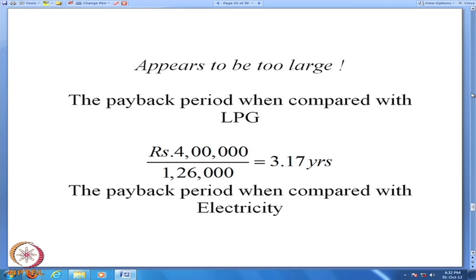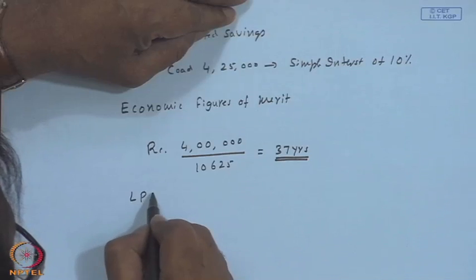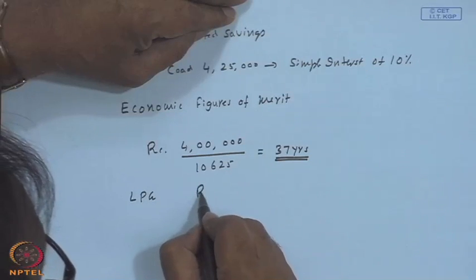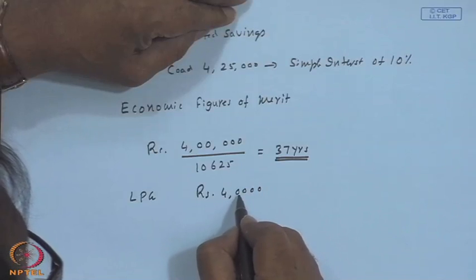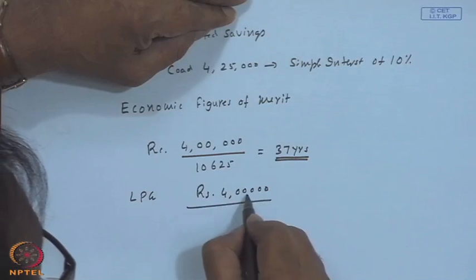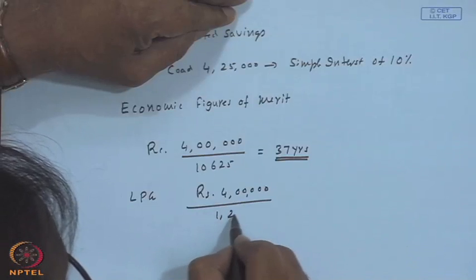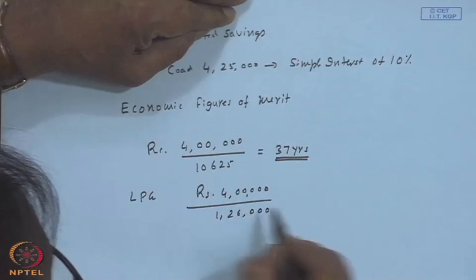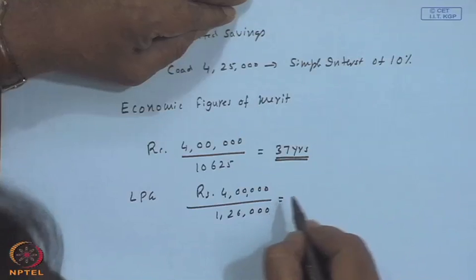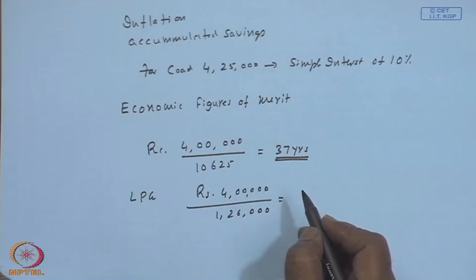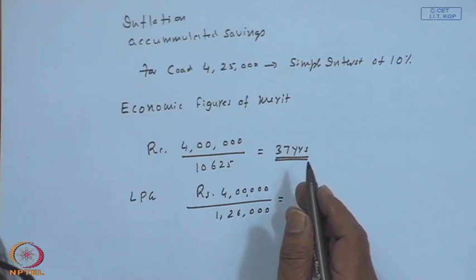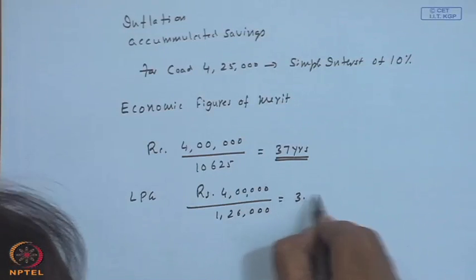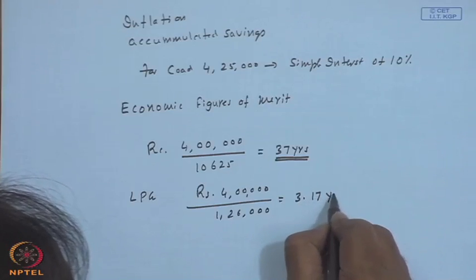You can also do the same thing, including the prices. Then if it is LPG, this is Rs 4 lakhs by 1,26,000. The ratios seem to be correct, because the price of 1 kg is 35 and the calorific value of the fuel is higher. So, this comes down to a drastically low 3.17 years.